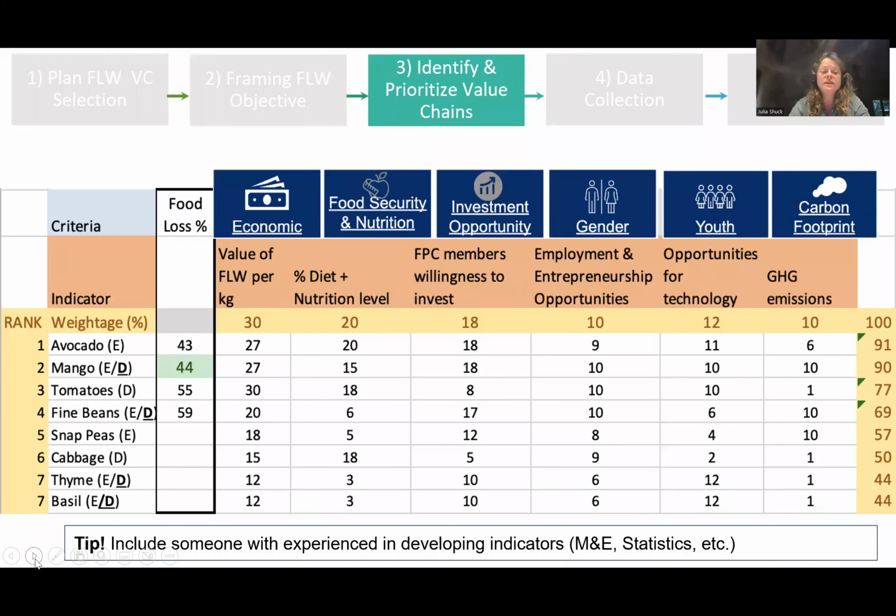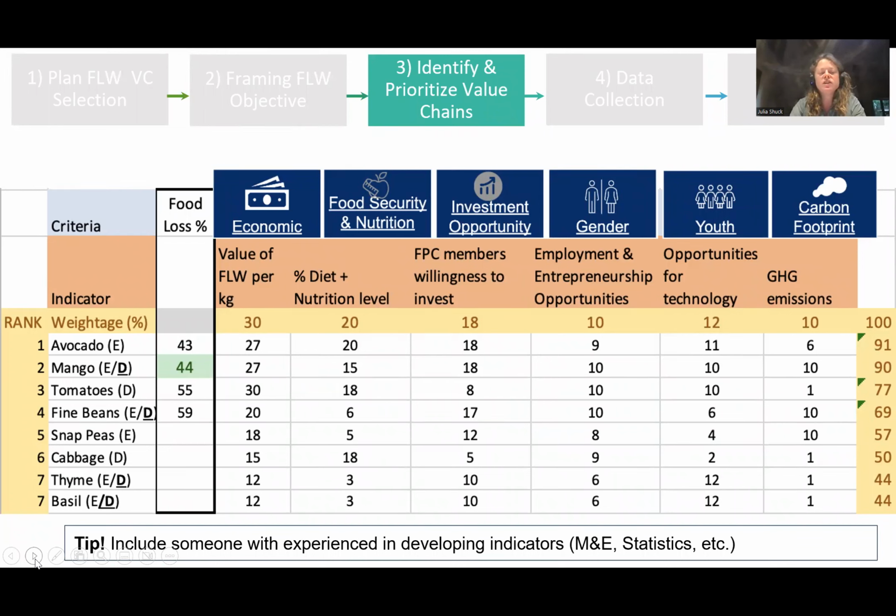For economics, they looked at the value of food loss and waste per kg and ended up giving this a weighting of 30%. 30% because economic growth is one of the main indicators they have for their own members being successful, but again, contributing to the greater Kenyan context. So those two were aligned well in that. And then food security, a lot to do with what are the different roles that FPC has in working in the country.